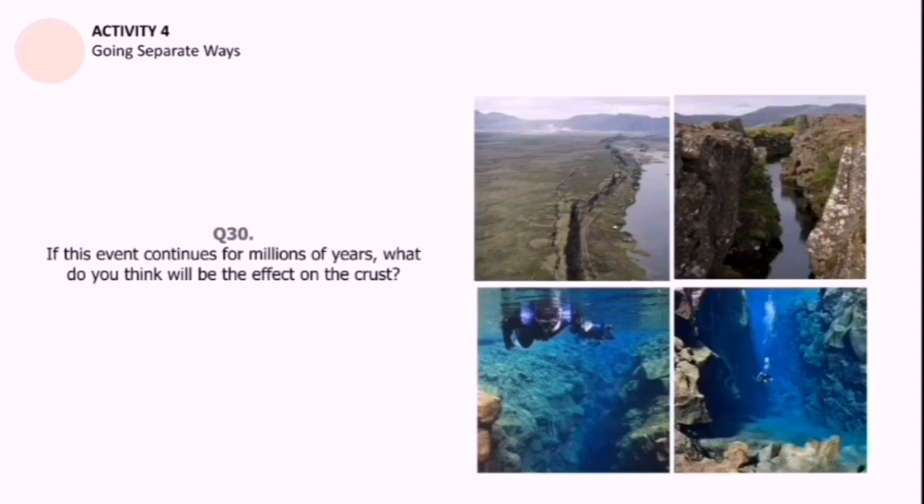Question number 30. If this event continues for millions of years, okay, so it's actually referring to what happens to the Earth's crust in question number 29. If that event continues for millions of years more, what do you think will be the effect on the crust? You may actually think about these photos. Millions of years more. What is going to happen to these?